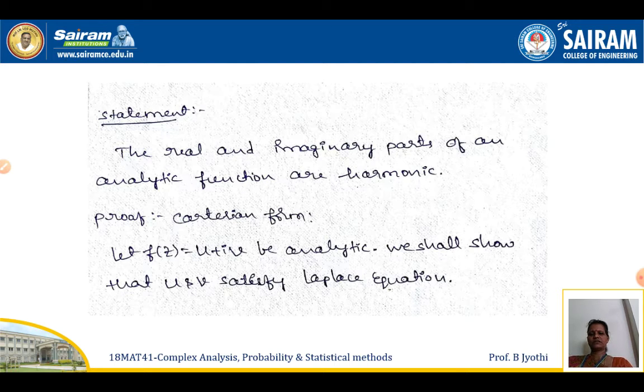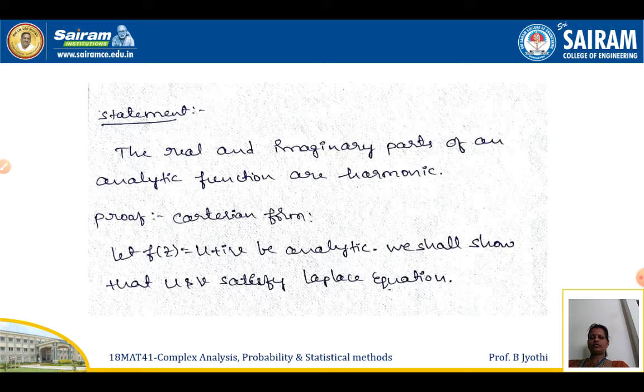Statement: the real and imaginary parts of an analytic function are harmonic. So in the Cartesian form, if we want to prove that, here we are having the real and imaginary parts as u and v, and both of them are functions of x and y.